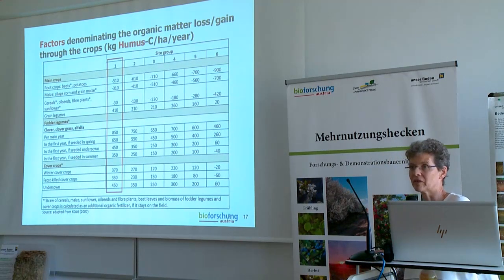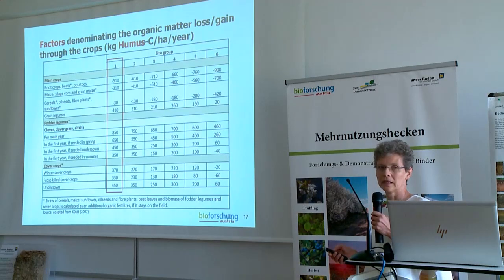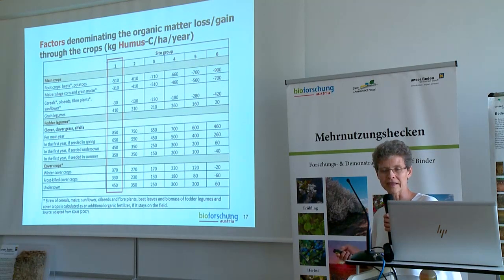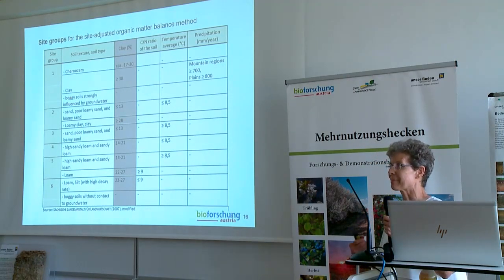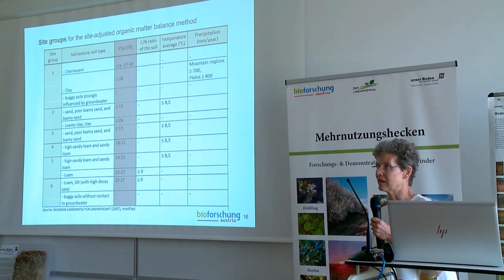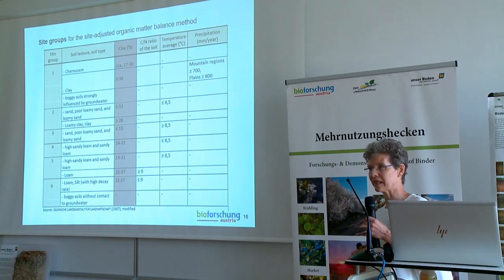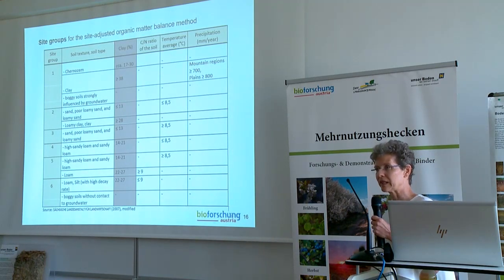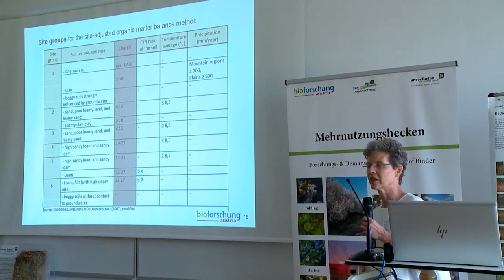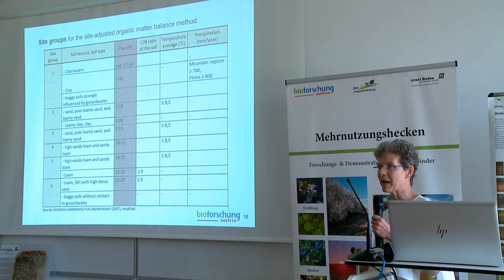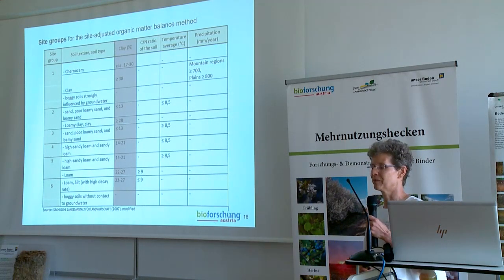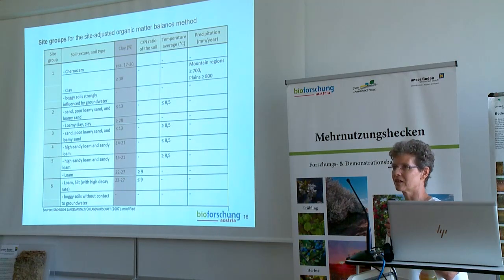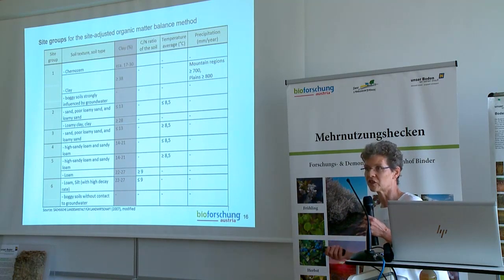But this is not very easy for a farmer who has no soil scientist's knowledge. So we thought that it would help the farmers very much to produce a map where you have just to click on a farmer's field. You have a map of Austria where you just click on the farmer's field and it shows you which site group.